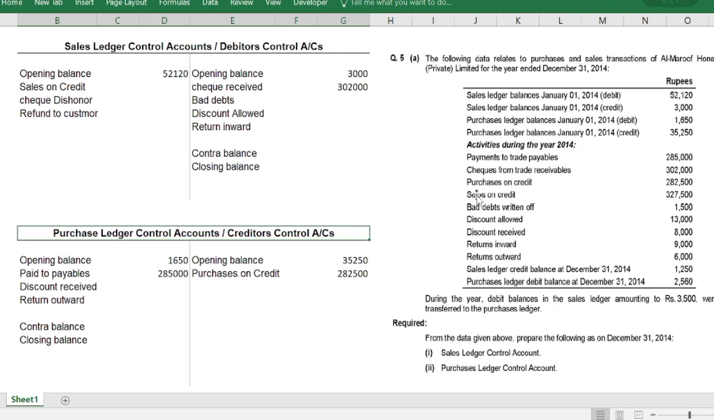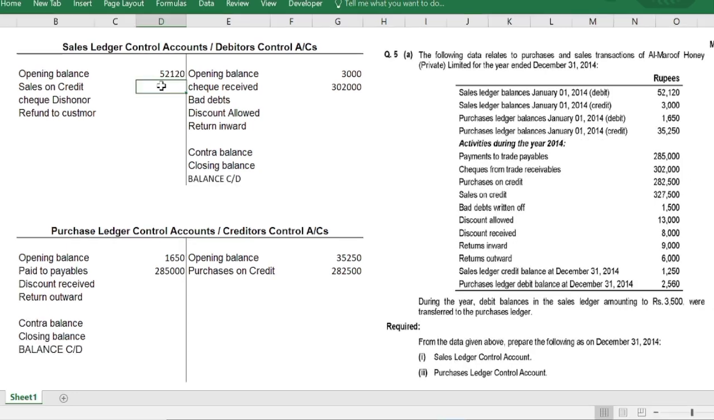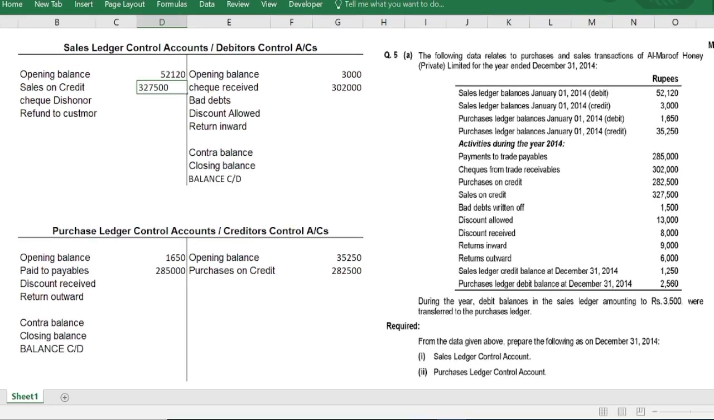The next transaction is a sale on credit, due to which our trade receivables will be increased. All those transactions due to which our receivables will be increased, we record onto the debit side in sale ledger control accounts. So we go on to the debit side of the sale ledger control accounts and record it. The amount is 3,27,000.